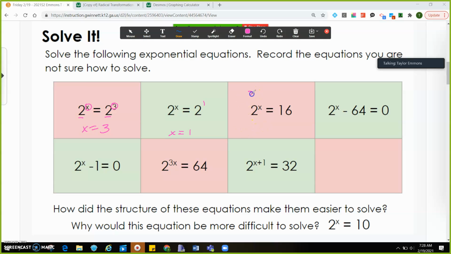Well, 2 raised to the first power is 2. 2 raised to the second power is 4. 2 raised to the third power is 8. 2 raised to the fourth power is 16. So x is going to equal 4.